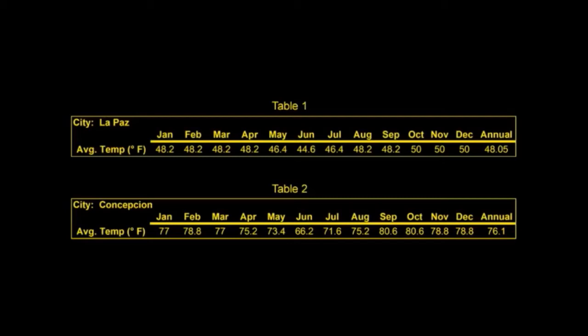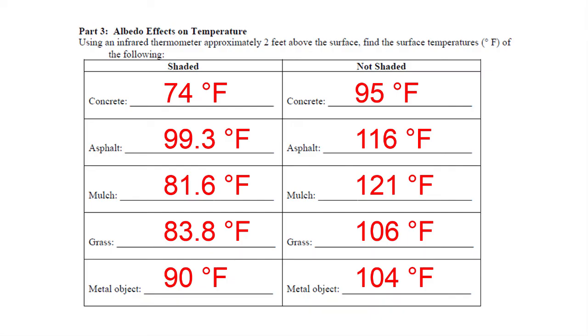For part 2, keep in mind the title, Marine and Continental Effects on Temperature. Here's part 3, albedo effects on temperature. Here's the missing data, so go ahead and fill this in and then answer the questions subsequently. This is from a day in September of 2013 in which the high temperature for that afternoon was 90 degrees, and so that was the ambient air temperature, as they would say.